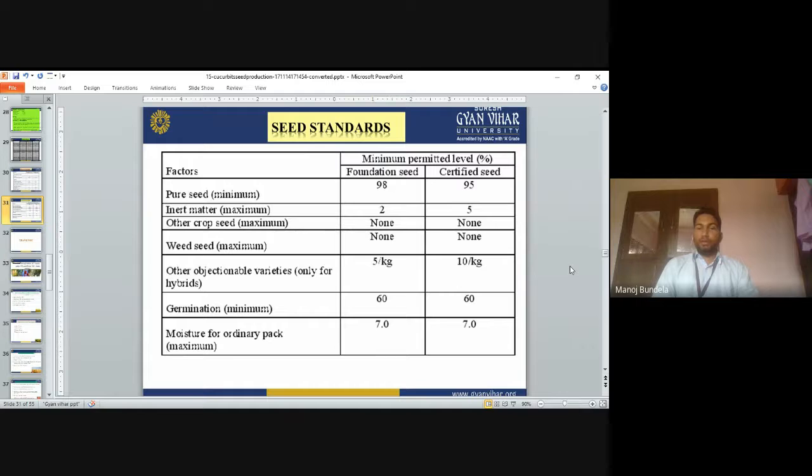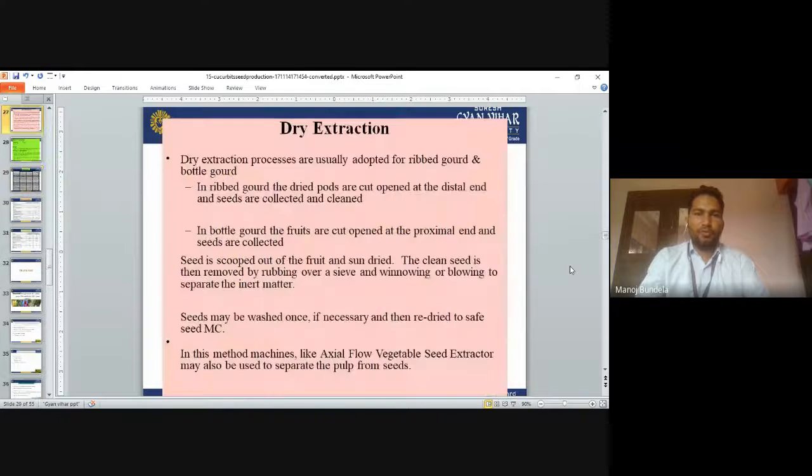It is free from weed and other crop seeds, but for objectionable varieties. When we develop hybrids and go for crossing, sometimes the crossing is not proper. In some fruits the crossing will not happen, so variety seeds will be mixed. So only 5 seeds per kg for foundation seeds, and for certified not more than 10 seeds will be there. These are all the seed standards we have to maintain when we go for packing of the seeds.